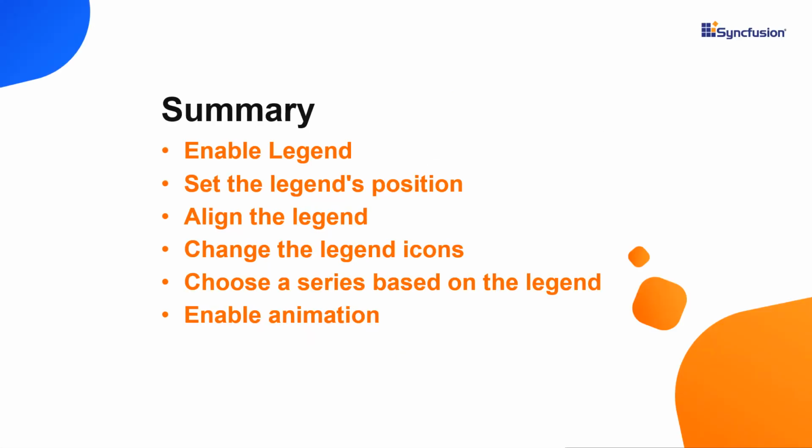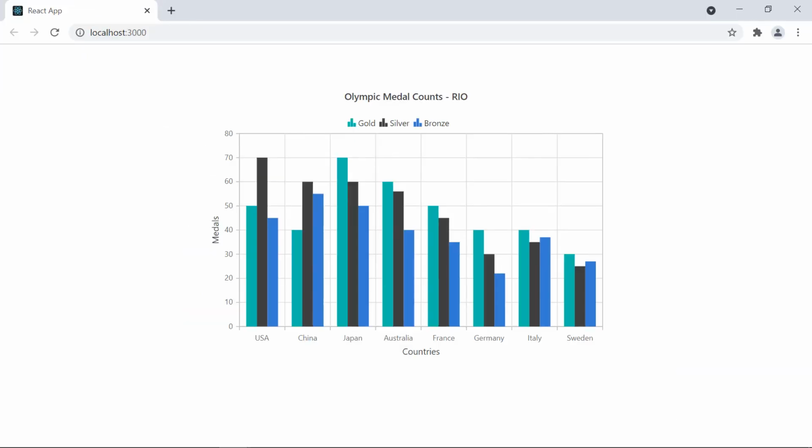Let me quickly summarize what we have seen in this video. I showed you how to add legends to the Syncfusion React charts. Also, we saw how to align the legend, customize the legend and its icon size, select series on clicking the legend, and enable animation.